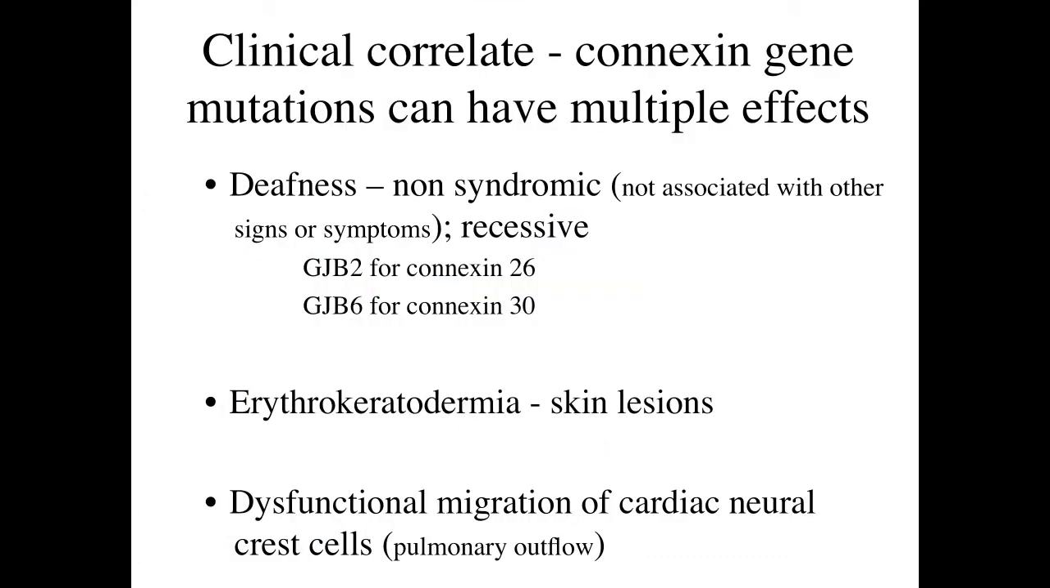Another clinical correlate here: connexin gene mutations appear to have multiple effects. For example, there's a type of deafness called non-syndromic deafness, not associated with any other signs or symptoms, that appears to be an autosomal recessive disorder. There are mutations in 2 different connexin genes that can cause this type of deafness. Mutations in connexin genes might cause various skin lesions. They can also cause dysfunctional migration of cardiac neural crest cells, and this can have significant consequences for pulmonary outflow as the embryos are developing.